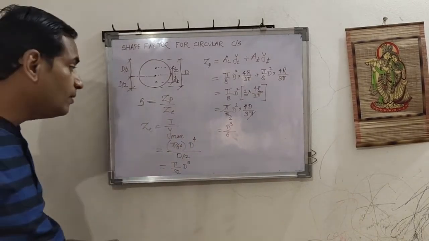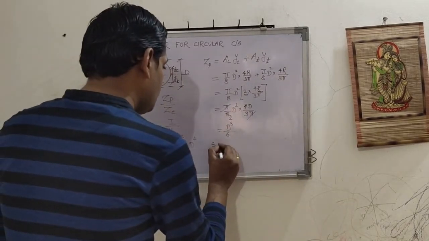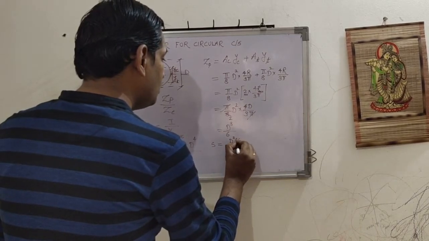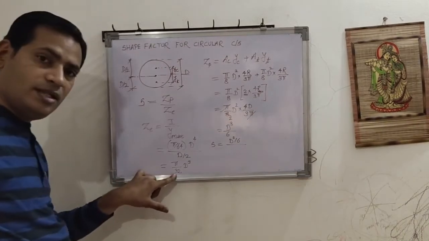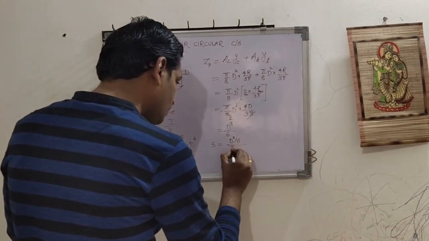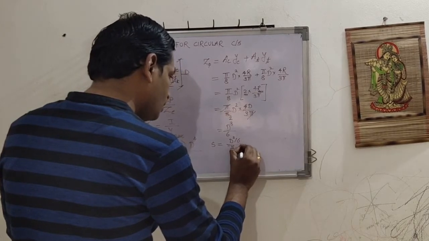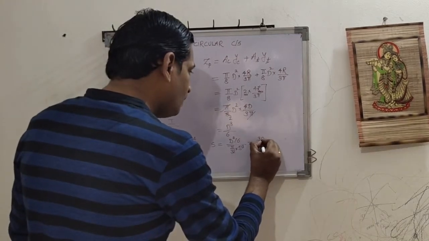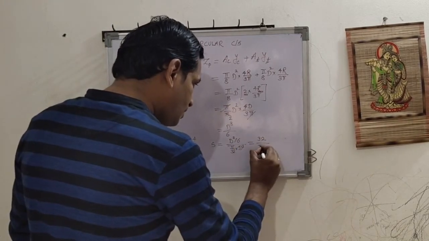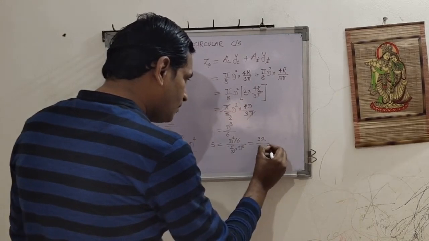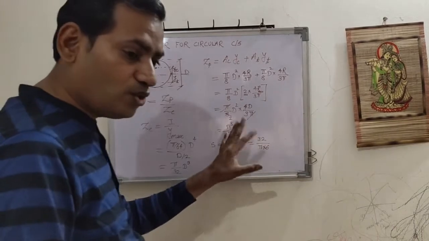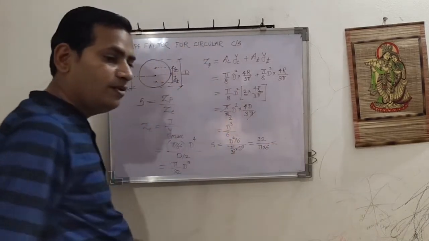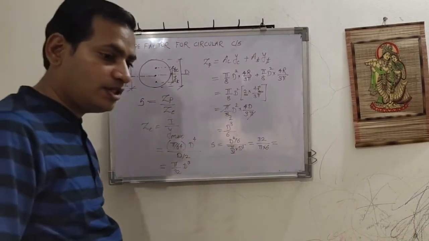Pi is constant anyhow. So shape factor S is equal to ZP. How much is ZP? D cube upon 6, divided by pi by 32 into d cube. So this d cube gets cancelled. 32 goes to the numerator, divided by this pi as it is, multiplied by this 6 in the denominator. So 32 has gone to the numerator. So 32 upon 6 pi, you calculate this value, it comes out to be 1.698.